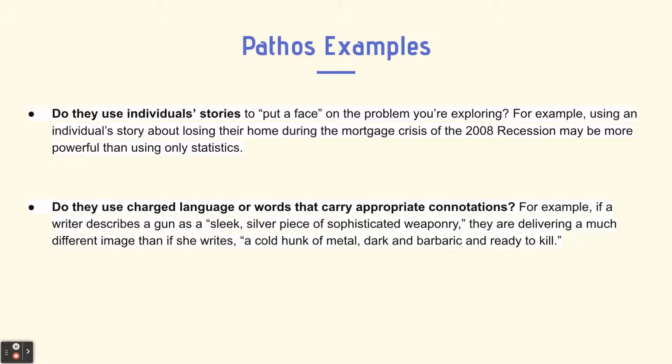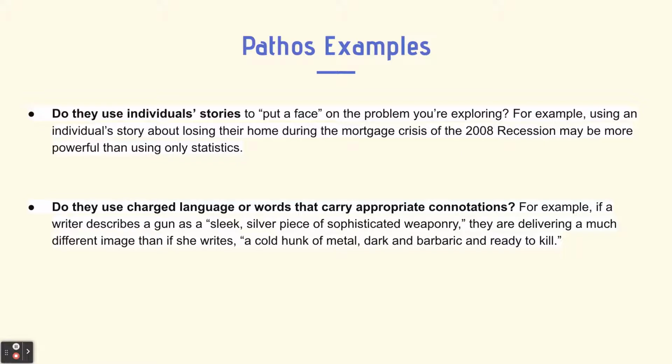So you could talk about somebody losing their house in the 2008 recession, and that might be more effective than just saying like 1 million people lost their homes in the recession. Whereas if you focus on one person and talk about how that one person lost their home, it might be a powerful story because it will stir up people's emotions.